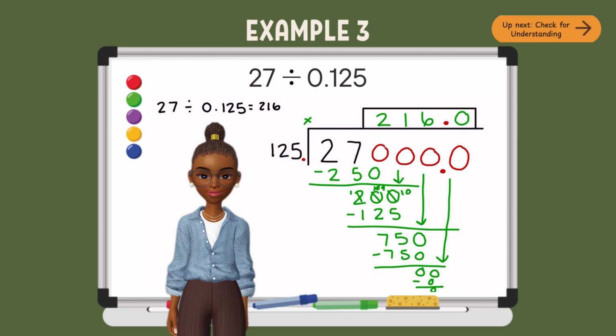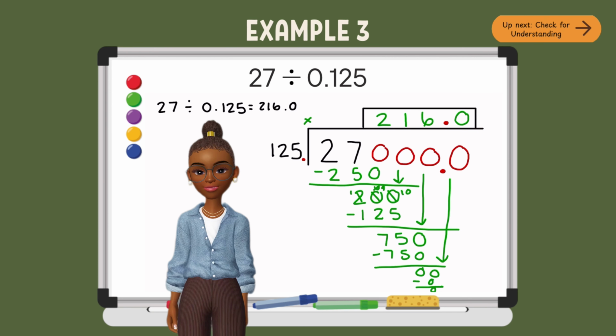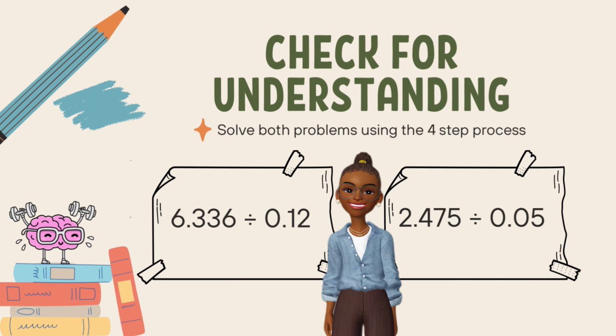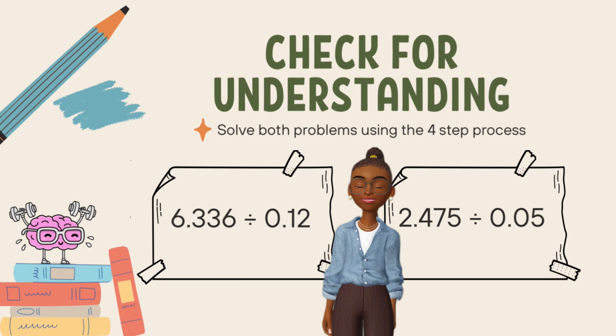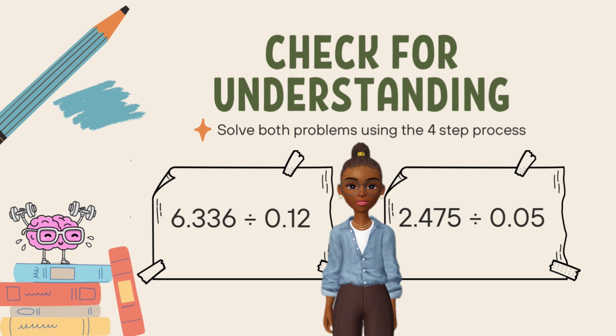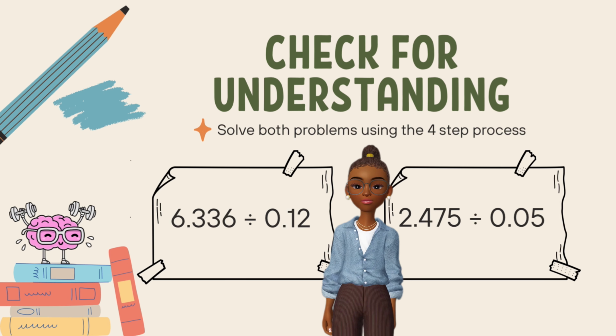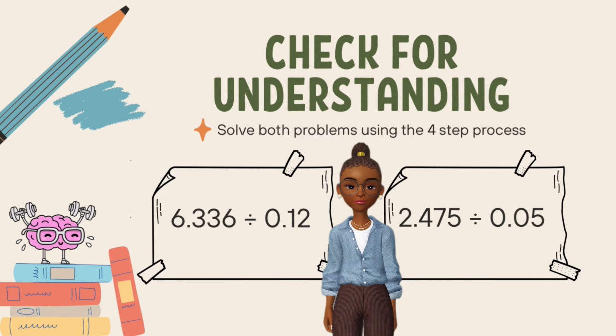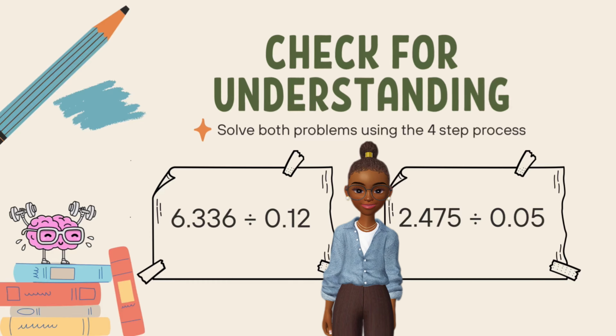And just like that, we handled thousands like a pro. All right, scholars, now it is your turn to shine. You have 2 problems to solve using our 3-step process. The first problem is 6.336 divided by 0.12. And the second problem is 2.475 divided by 0.05. Pause the video and solve both before you press play and I reveal my answers.